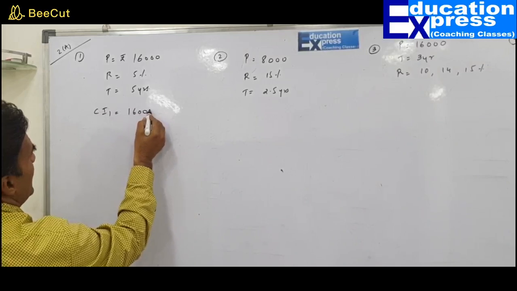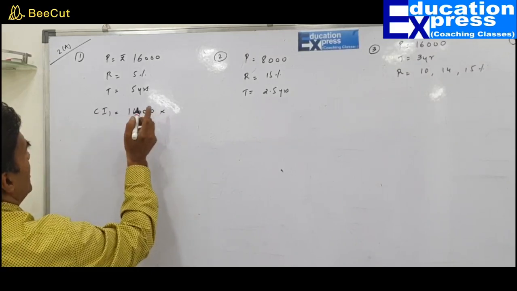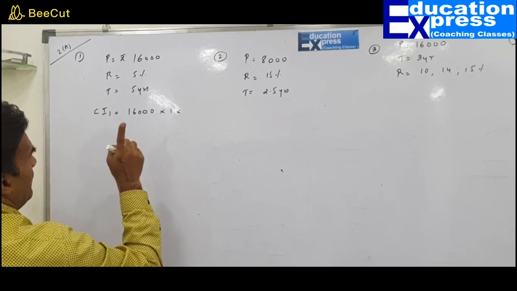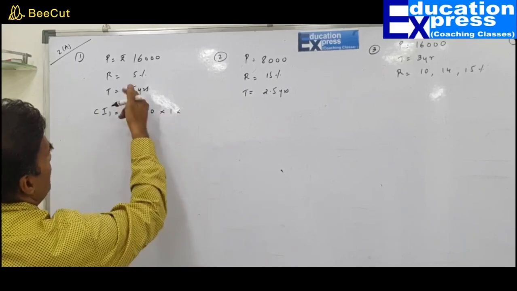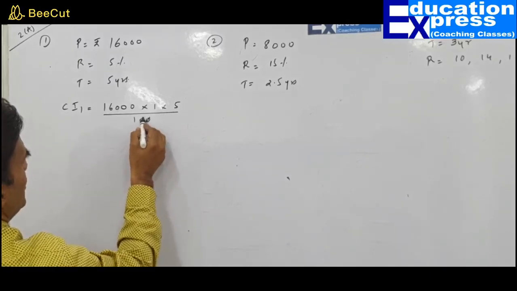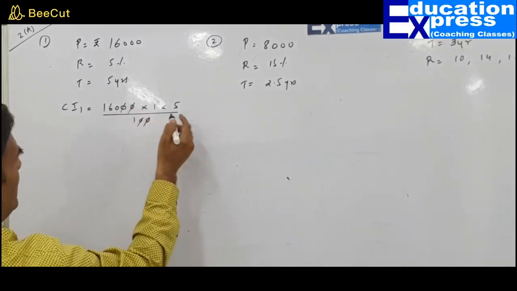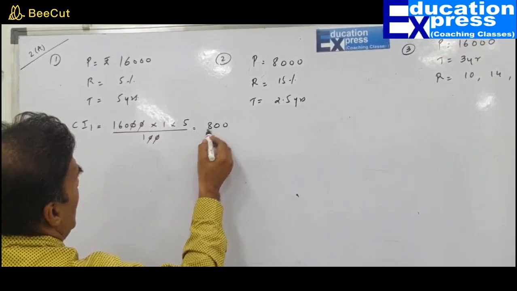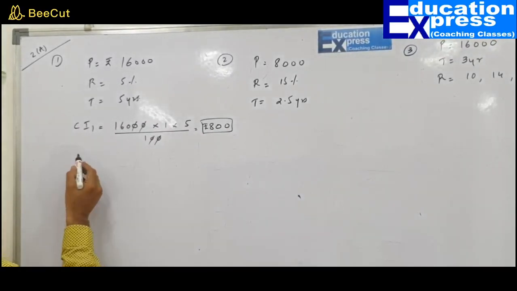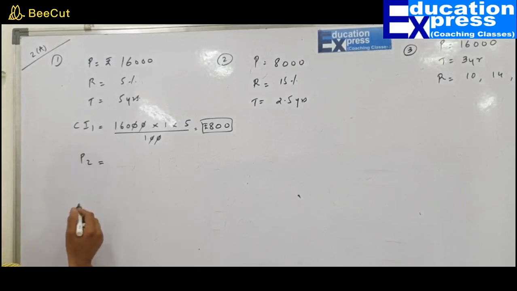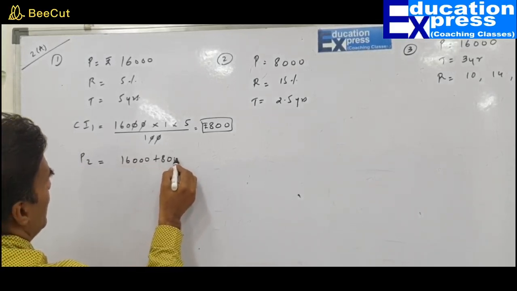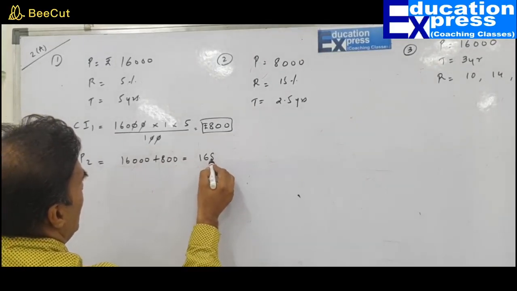So P, that is 16,000. T, that is time, 1 year, because we are doing one at a time, 1 year at a time. R, rate is 5% upon 100. 16 5s are 80, so 800 rupees is the interest. So your principal for second year will become 16,000 plus 800, that is 16,800.